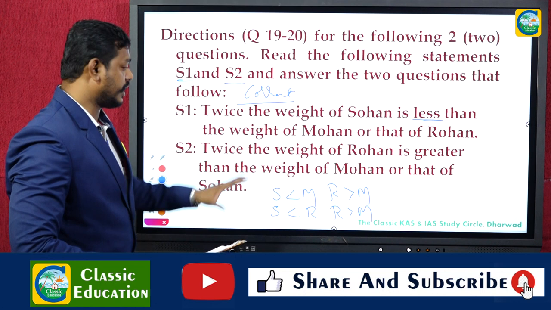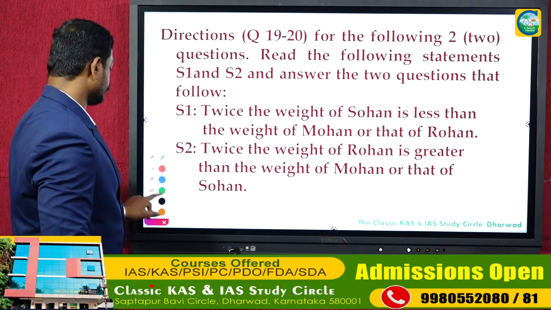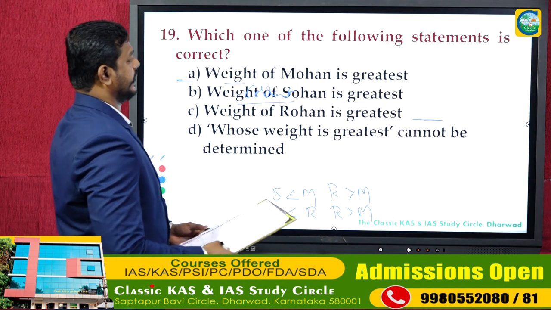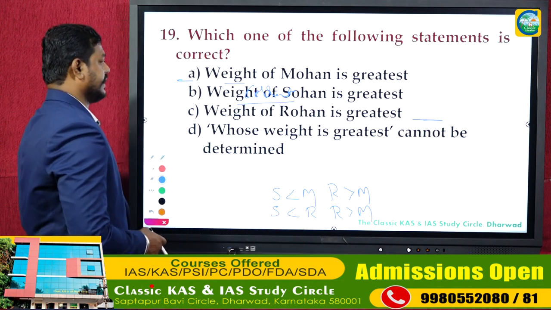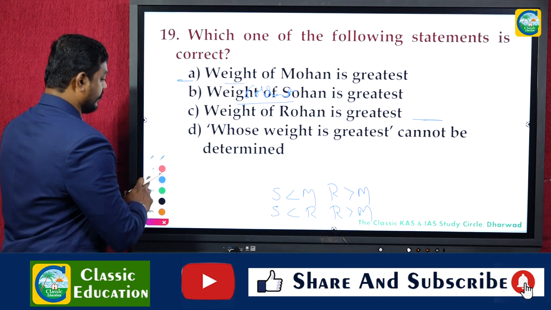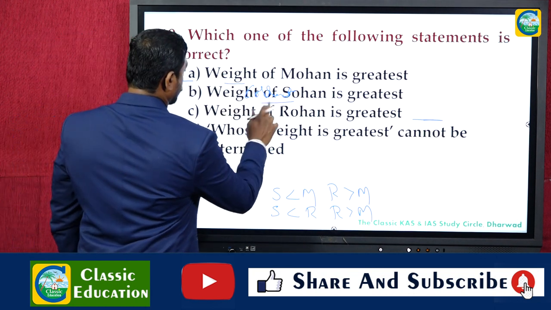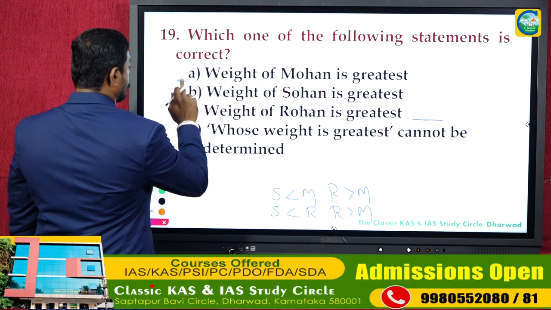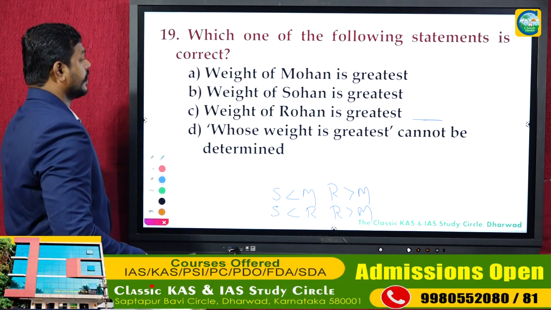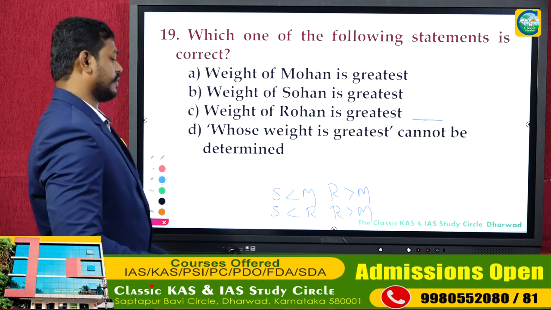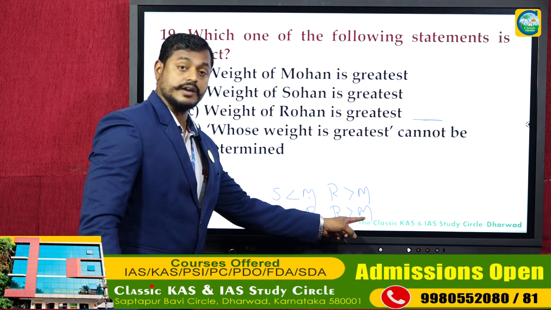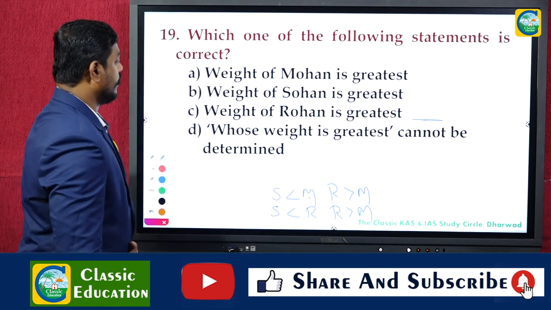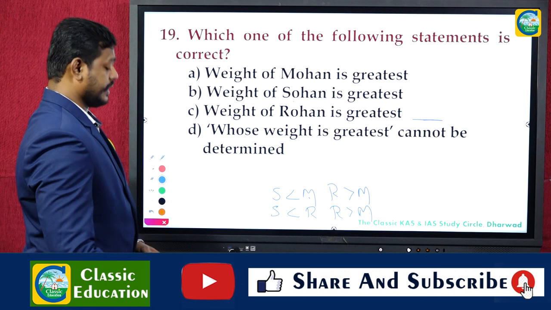Options in the sense that they will give the question for these particular statements. Now we'll see which of the following statements is correct. They are asking which of the following statements is correct. So which one is the correct one? First one, weight of Mohan is greatest. We can't say, right? Weight of Sohan is the greatest. That also we can't say. Then weight of Rohan is the greatest.